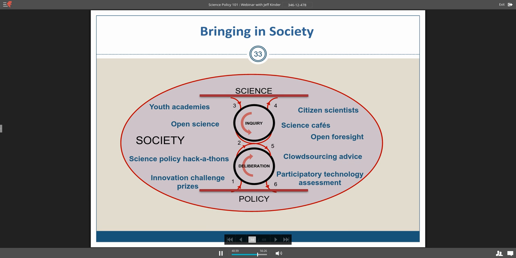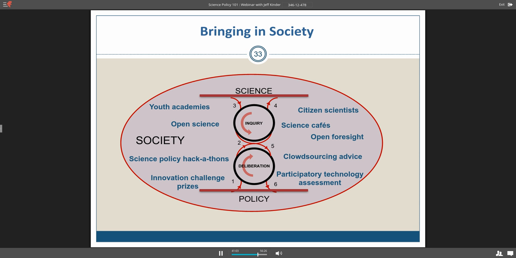And then the problem with the previous slide, of course, is that it still stays primarily focused on just science and policy. And to go back to the title and the whole era that we're in of post-truth, we need to grapple much more deliberately around how do we bring society into this conversation. And of course, the science policy interface is part of society.